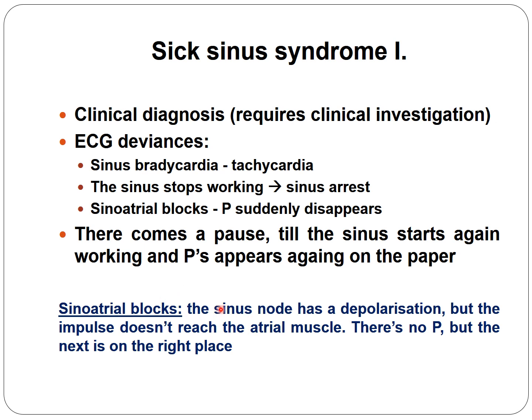Sinoatrial block, that's a type of the block, when the sinus makes the impulse, however, this is not propagated to the atrial muscle. That's very similar to the sinus arrest because we do not have P wave, but we had a sinus impulse formation inside the sinus node.